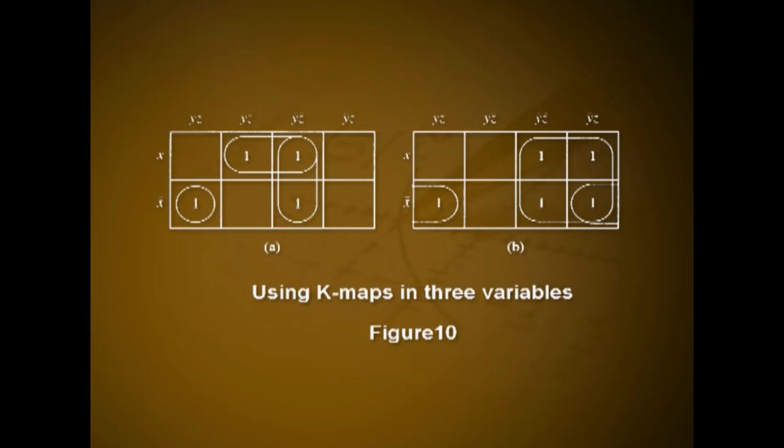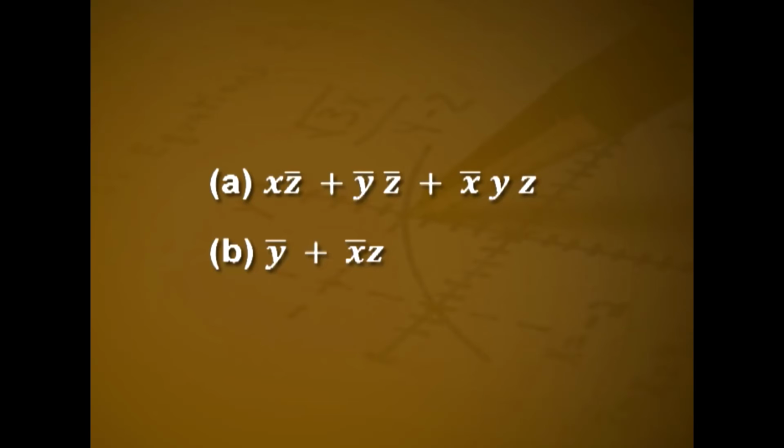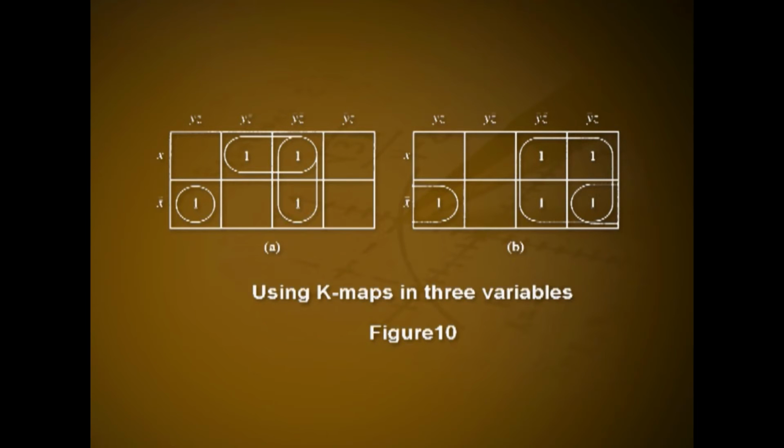Solution. The K-maps for these sum of products expansions are shown in figure 10. The grouping of blocks shows that minimal expansions into Boolean sums of Boolean products are, for the first one, x z̄ + ȳ z̄ + x̄ y z, and for the second one it is ȳ + x̄ z. This is figure 10, and you can see how K-maps are used to minimize the sum of products expansions.